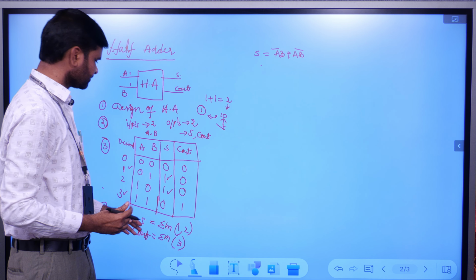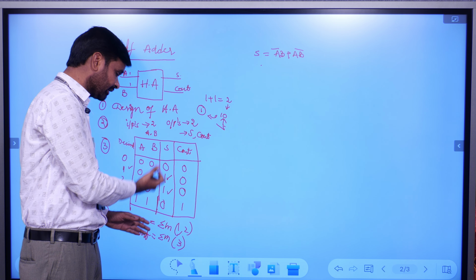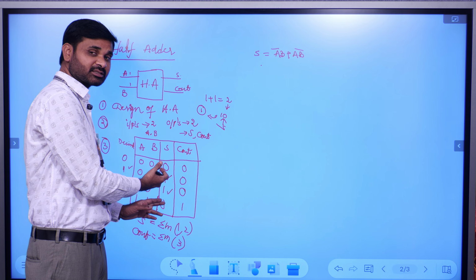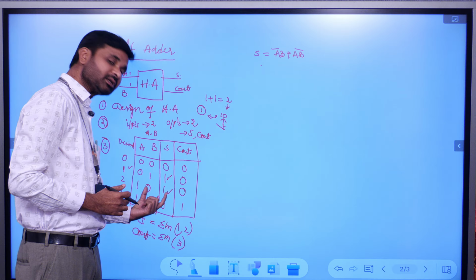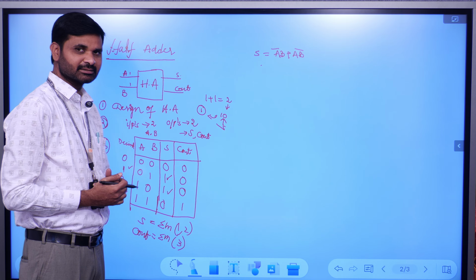So this is the expression I have written by just looking at the output expression with respect to the input combinations. As it is a simple truth table, I can easily write this.